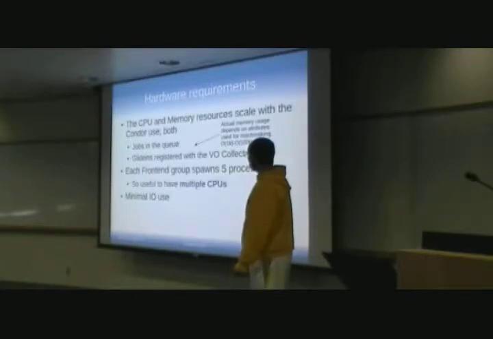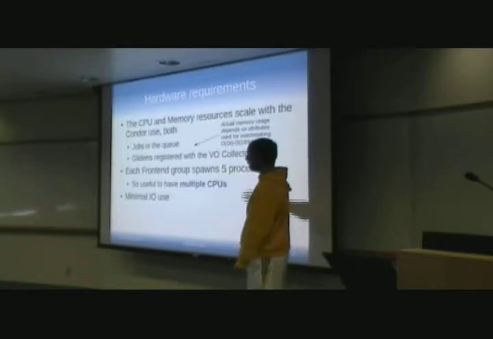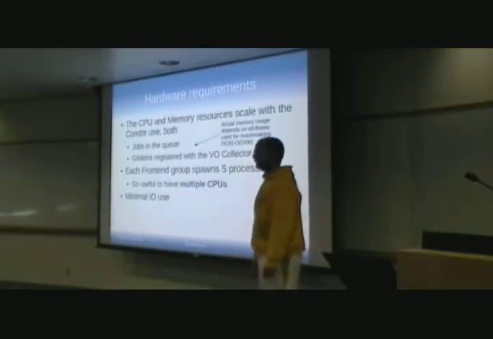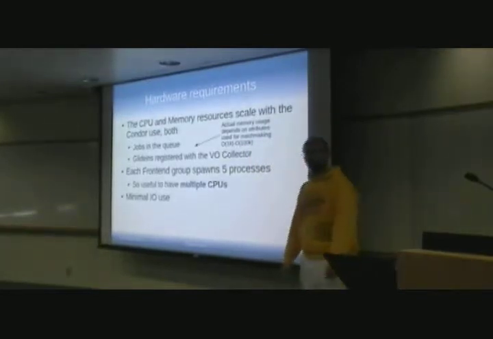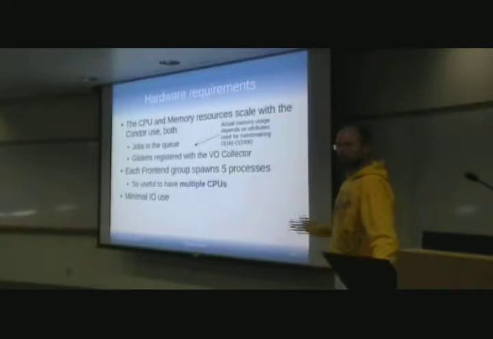So it's not huge, but if you have a lot of jobs or you use really long attributes, it can add up pretty much. The front end essentially forks and spawns strings. It will use up to 5 processes, so if you have multiple CPUs, it will be able to use them. And it has minimal IO, so it can be in a virtual machine for those who like virtual machines. IO is not a big deal. So it's another good reason to collocate it with the central manager.